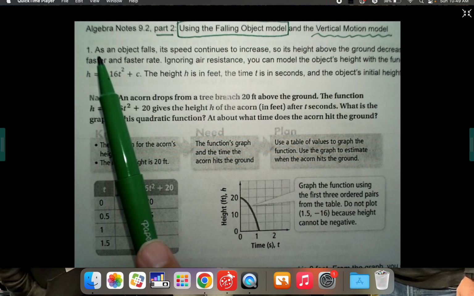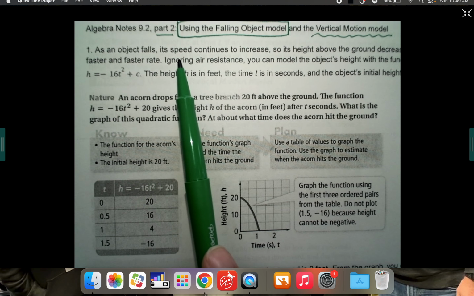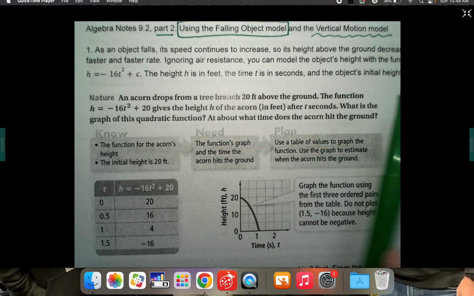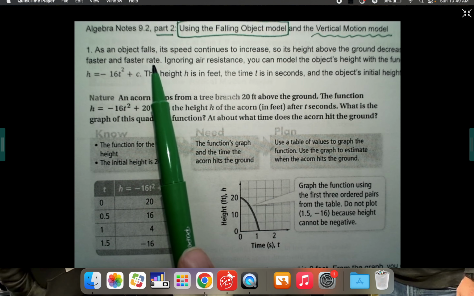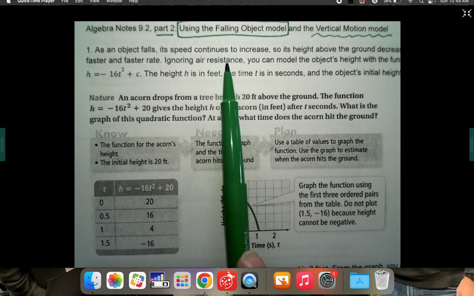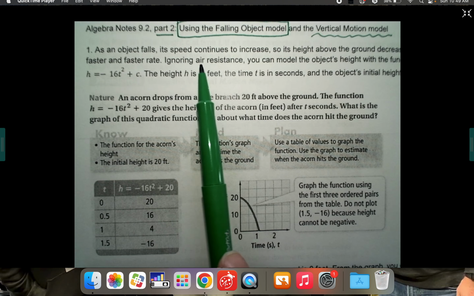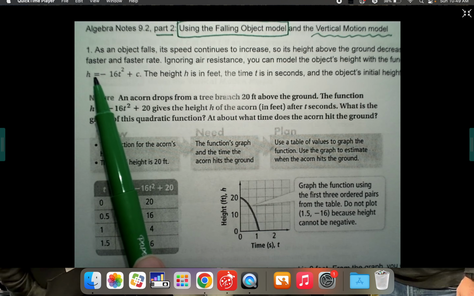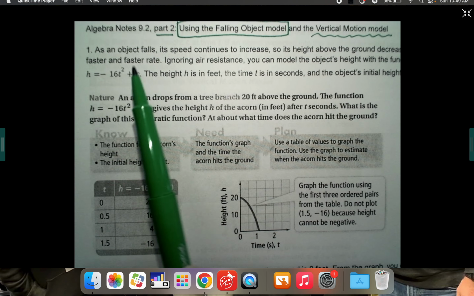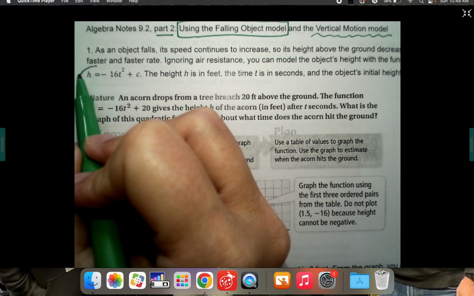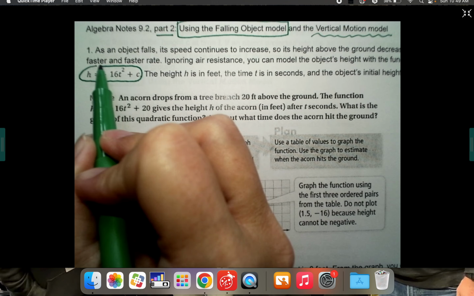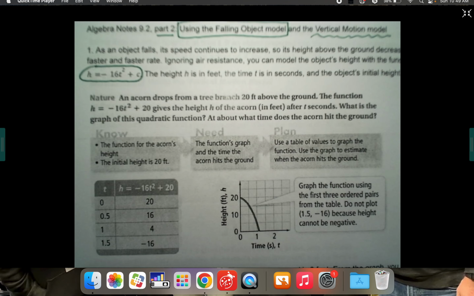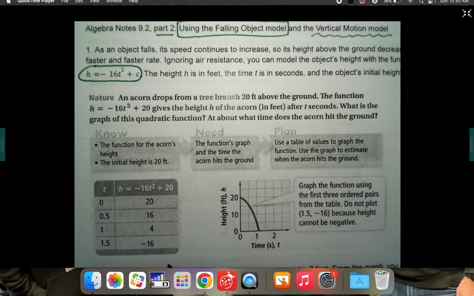So for example, as an object falls, its speed continues to increase. So its height above the ground decreases at a faster and faster rate. Ignoring air resistance, so you're not in physics class yet, we're ignoring the air resistance, you can model the object's height with the function h equals negative 16t squared plus c. This is the formula you will absolutely see a lot the rest of this chapter and definitely again on your EOC. Sorry, it keeps getting blurry.